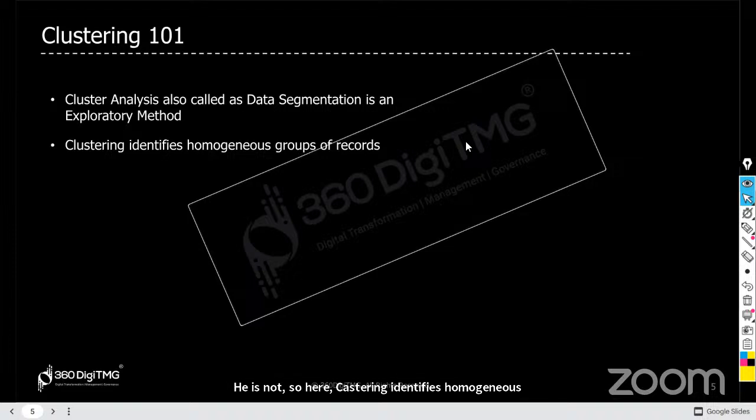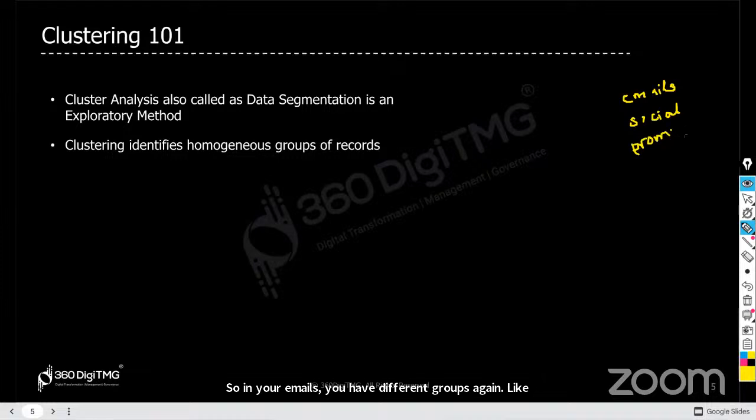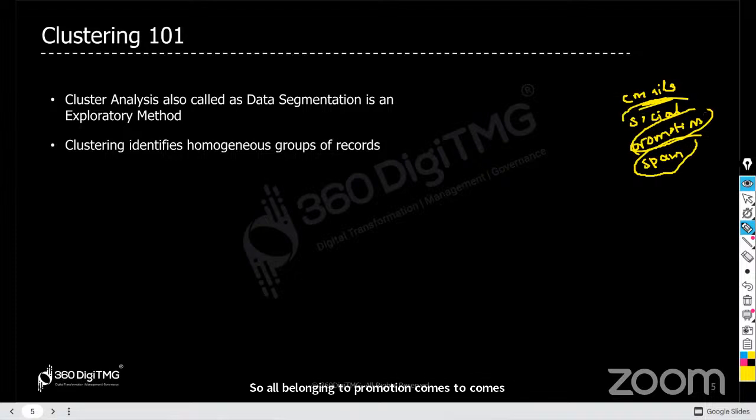Suppose we take an example. Suppose you have emails. In your emails, you have different groups again, like social mails, promotion emails, and spam. So there are different groups present in emails itself. All belonging to promotion come here, and what is unnecessary goes to spam. This is how we group related records, which is a homogeneous group of records, called clustering. So clustering identifies homogeneous groups of records, which means similar types of records.